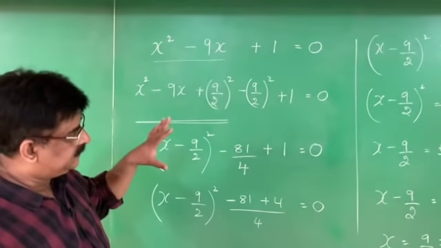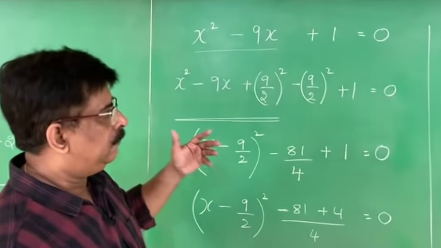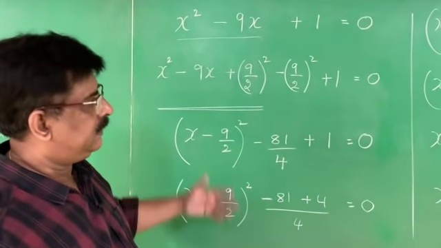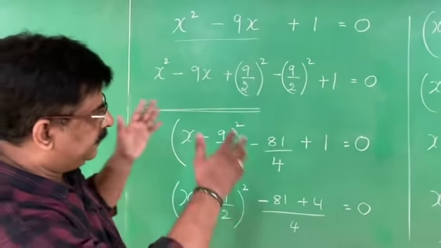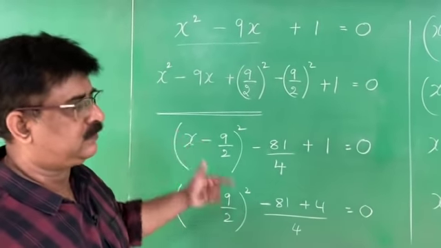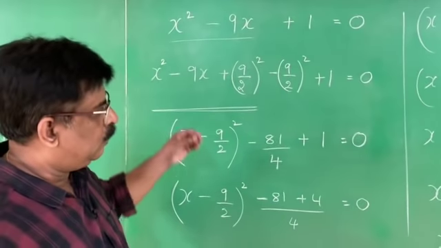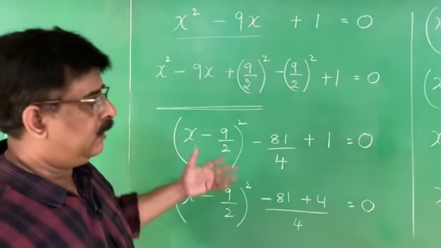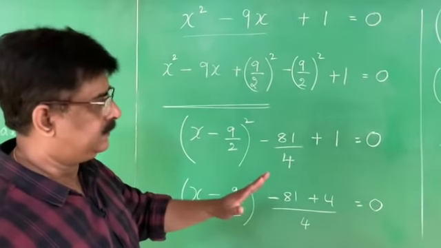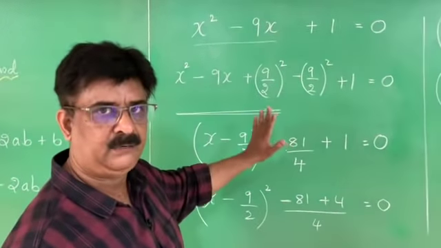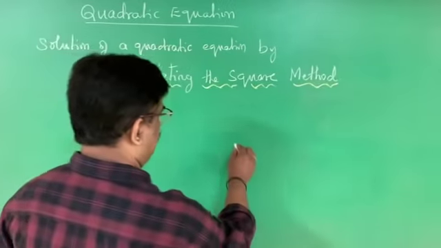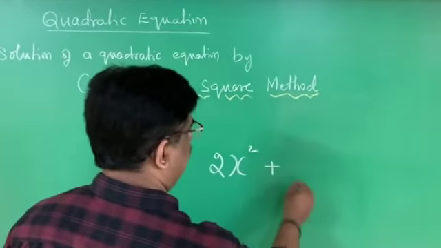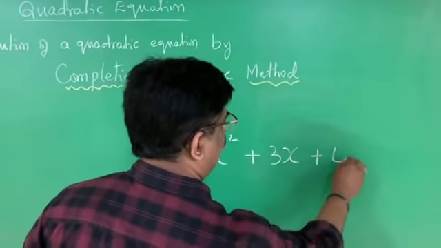This method, you may think that it is difficult, but it is not difficult. Fortunately, this method is eliminated in the textbook. But even then, I am solving this problem because by this method only we can derive the formula for the roots of the quadratic equation. Therefore, I will give one more, easier example. Then we go for deriving the formula for the roots of the quadratic equation. That is important for the examination, and this part is not important for the examination. The next problem is 2x square plus 3x plus 4 is equal to 0.